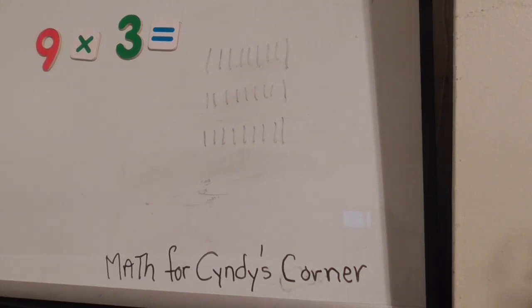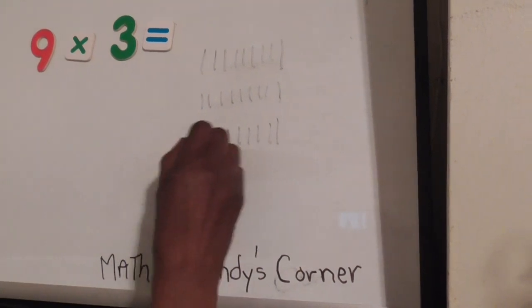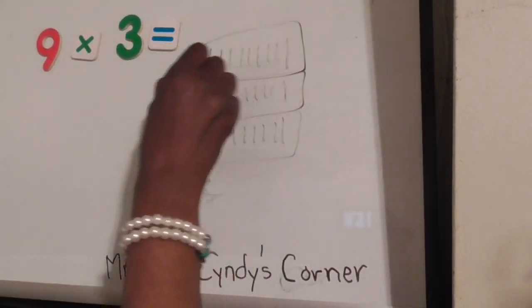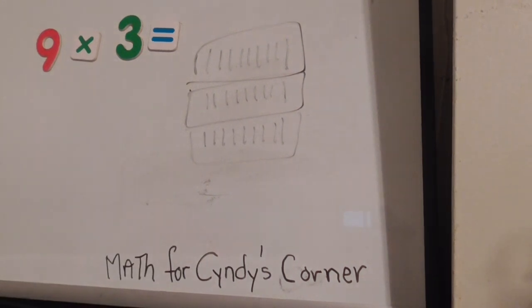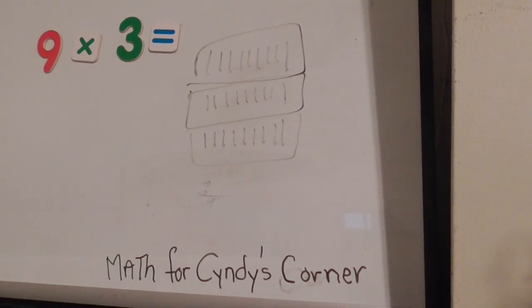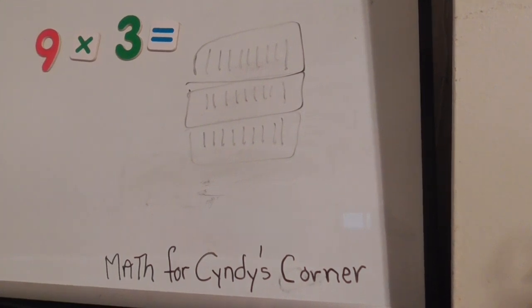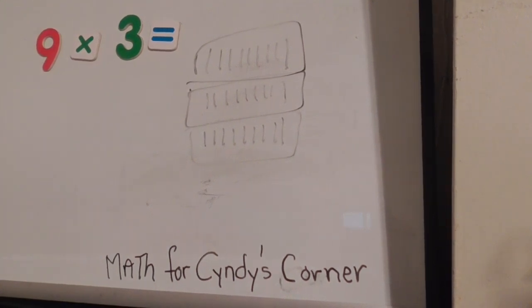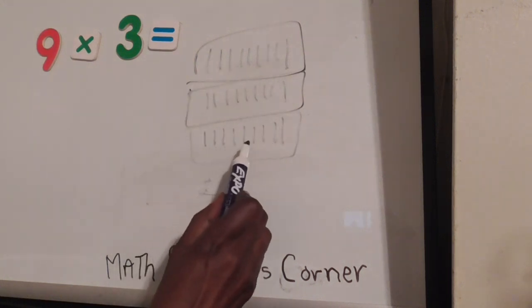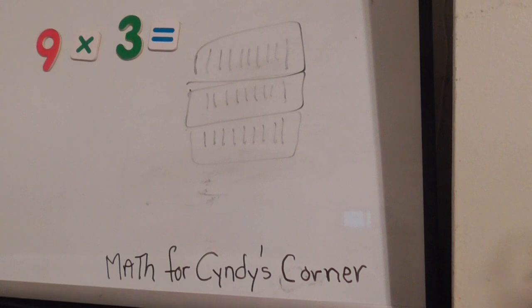We're going to take 9 basketballs and we're going to put 9 basketballs in a box. We want to put 9 basketballs in the box. We're going to put it in 2 boxes. We're going to put it in 3 boxes. Then we'll know how much 9 times 3 is. 9, 18, 19, 20, 21, 22, 23, 24, 25, 26, 27.